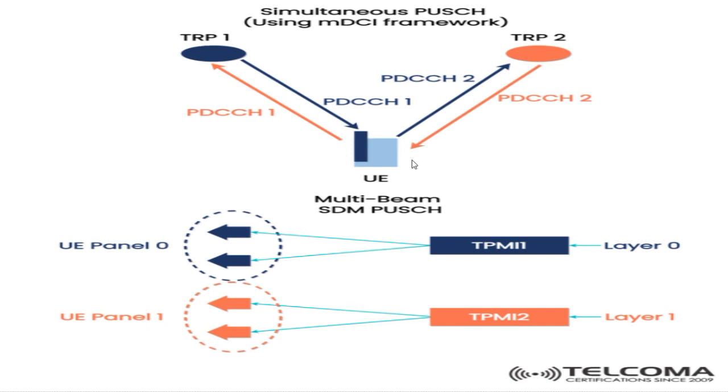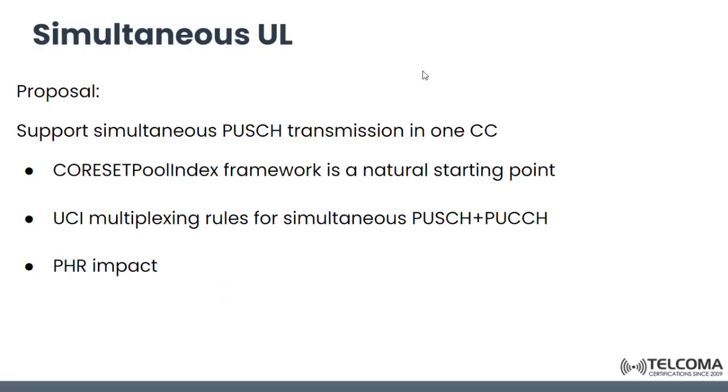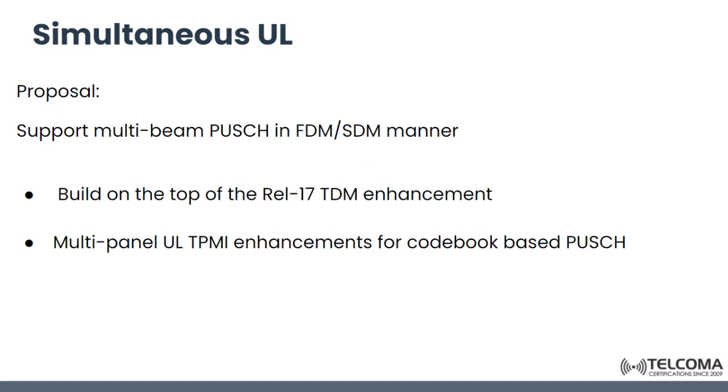This is TRP1 to UE and PDCCH, how they are transmitted. The proposal is that it can simultaneously support PUSCH in one component carrier. The CORESET pool index framework is basically a natural starting point. There are uplink control information multiplexing rules for simultaneous PUSCH and PUCCH, and it has a headroom impact. It can support multi-beam PUSCH in an FDM SDM manner, and this is based on the release 17 TDM enhancement.